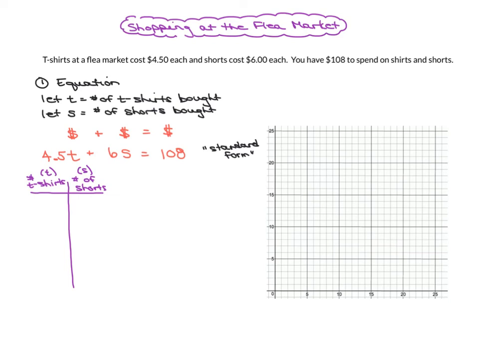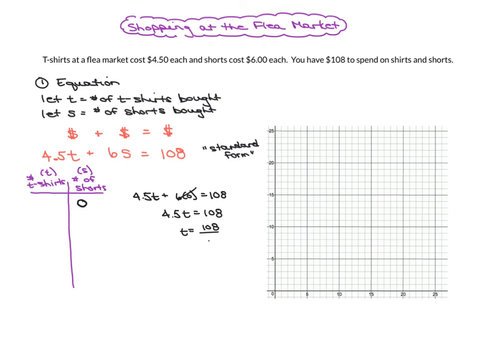If I'm only going to buy t-shirts, that means I'm not going to buy any shorts, 0 shorts. So I can come back to my equation and substitute 0 for S. This is going to turn into 0, and I'm left with 4.5t is equal to 108. I'm going to divide both sides by 4.5.